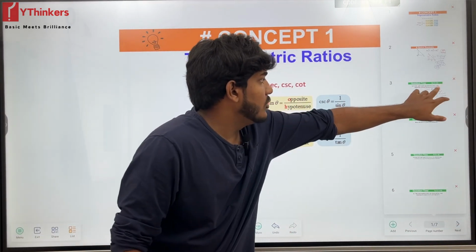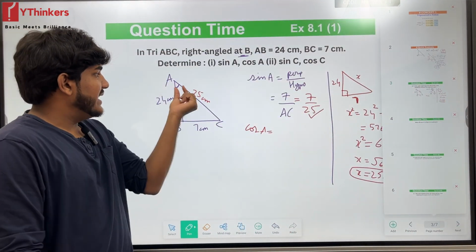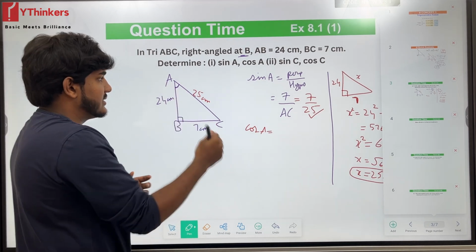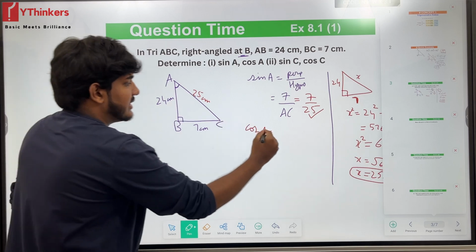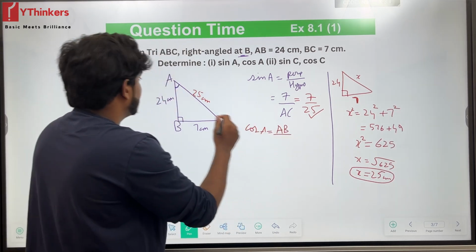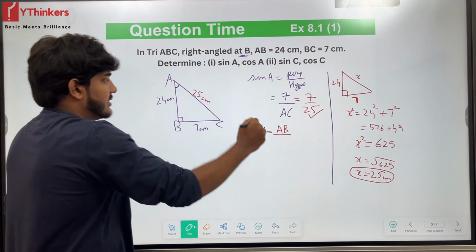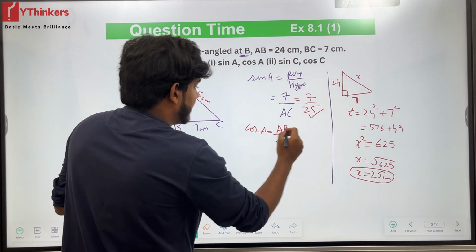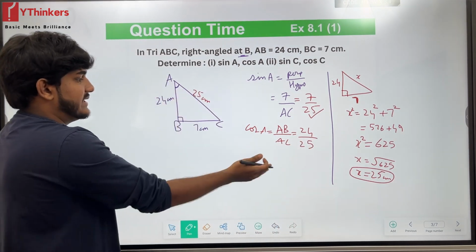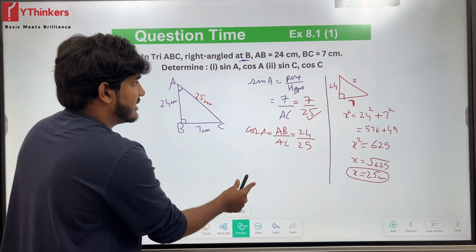So now if I move on to this one, what is the base for this? The base is not this. Here we are taking angle A as a reference. So angle A's base will be this, which is nothing but AB, by base upon hypotenuse, which is AC, which is nothing but AB is 24 and AC is 25. Okay, fine. We have got this now.